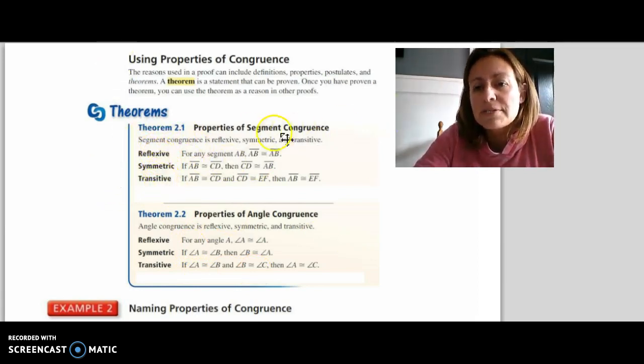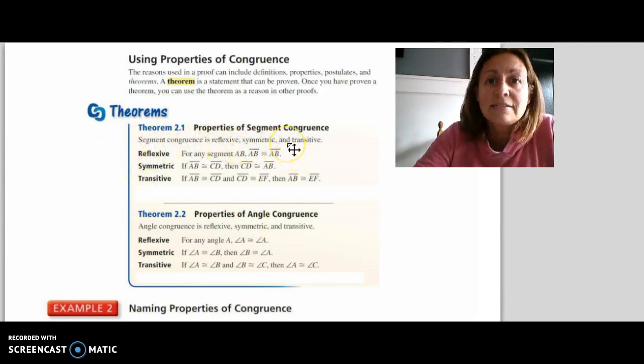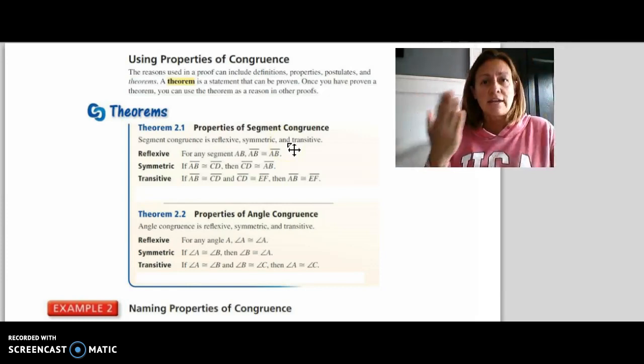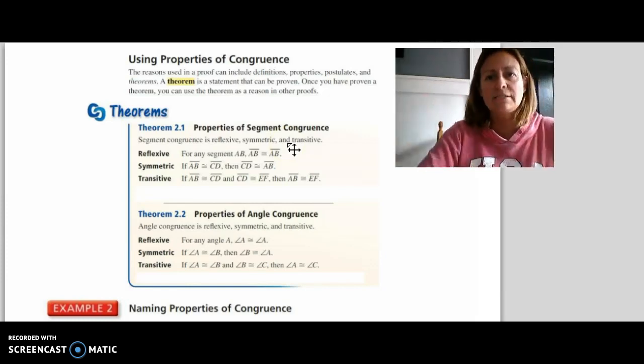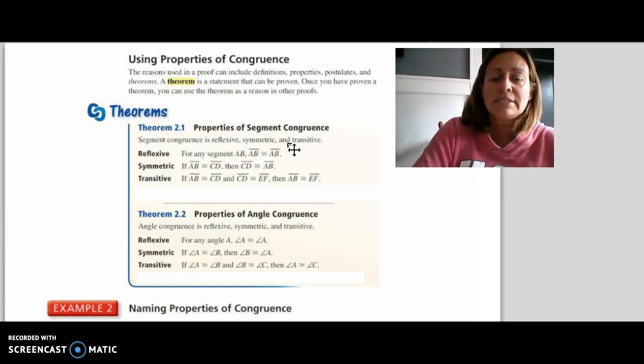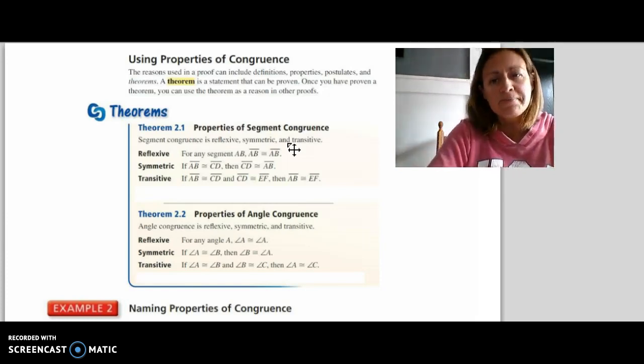They apply to both segments and angles. The reflexive property basically says that any segment is congruent to itself, which means it's like one object looking at itself in the mirror. Any object is congruent to itself, really. So the reflexive property, it's like a reflection looking in the mirror.